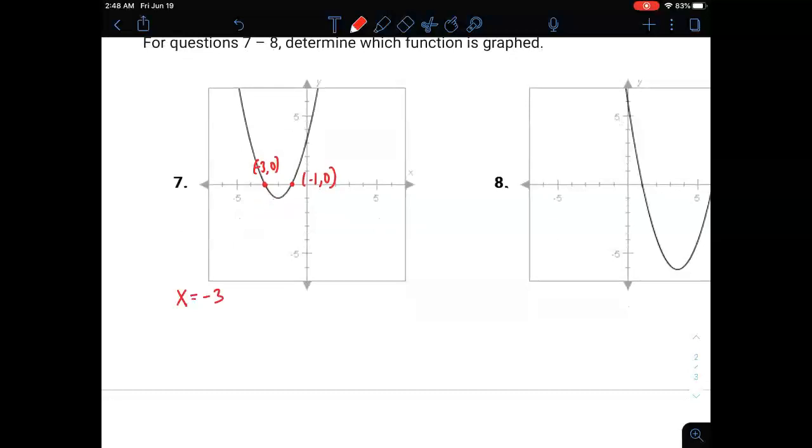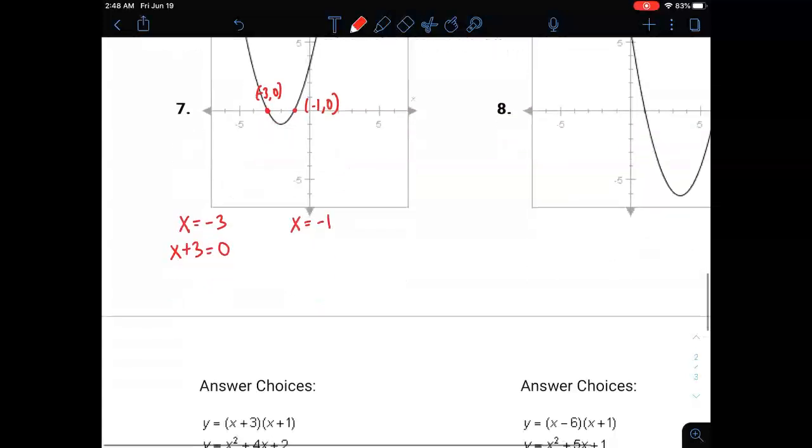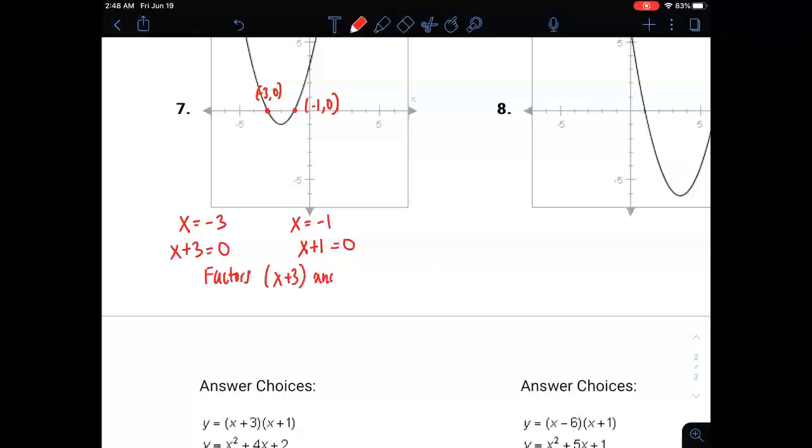So if x is equal to negative 3 and x is equal to negative 1, if I was to write this with my zero product rule, I would have x plus 1 is equal to 0 and x plus 3 is equal to 0. So basically what I'm saying is my two factors are x plus 3 and x plus 1. And if those are my factors, 0 is equal to x plus 3 times x plus 1.